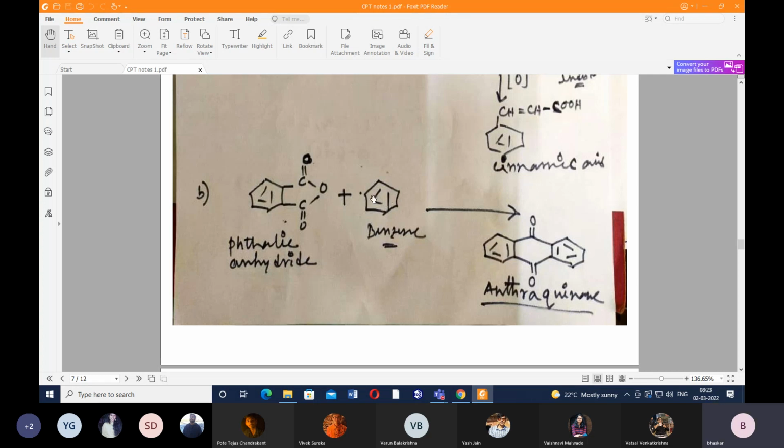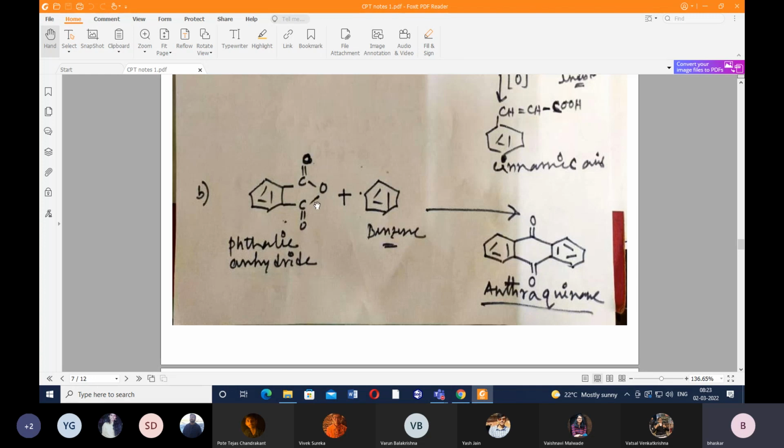Okay, so I'm repeating again. So we have got phthalic anhydride. Phthalic anhydride has got a chemical formula of C6H5, C double bonded O, C single bonded O. Again here C double bonded O, C single bonded O. So this is the chemical formula of phthalic anhydride.